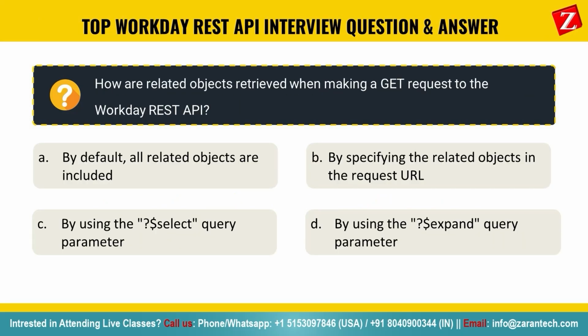Page 4. All right, let's test your knowledge. Here is a question for you. How are related objects retrieved when making a GET request to the Workday REST API?